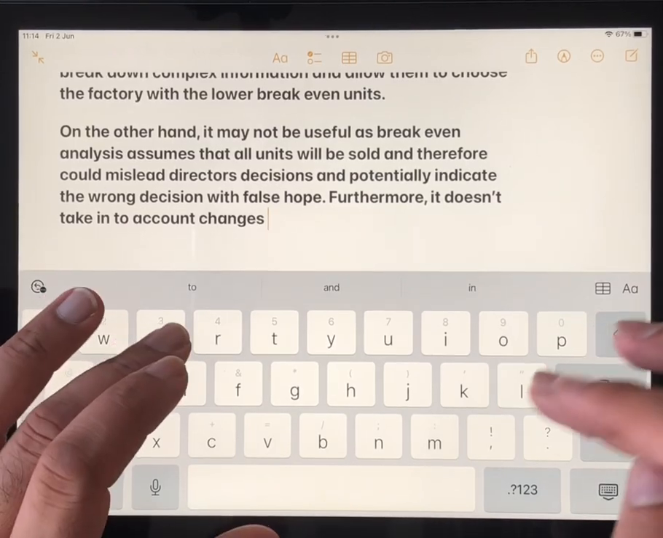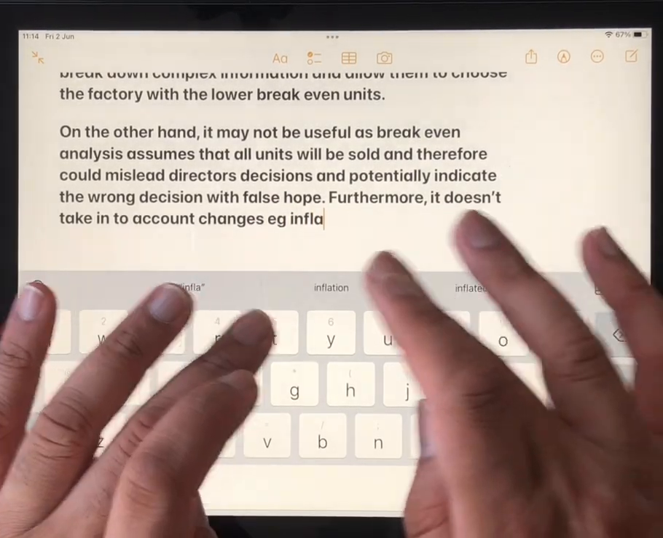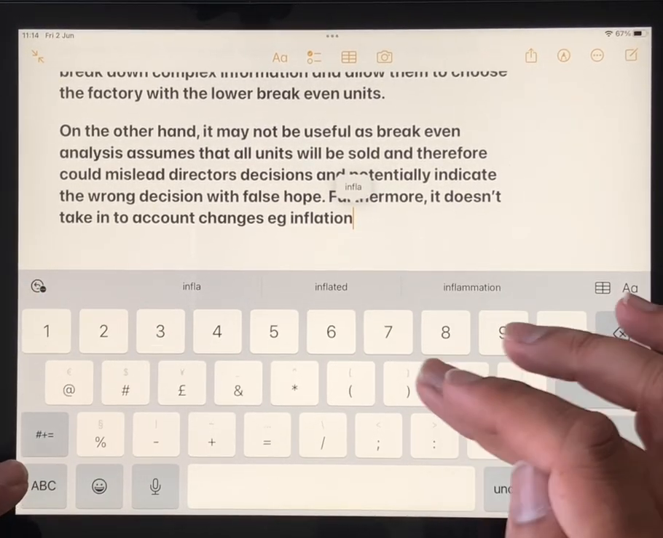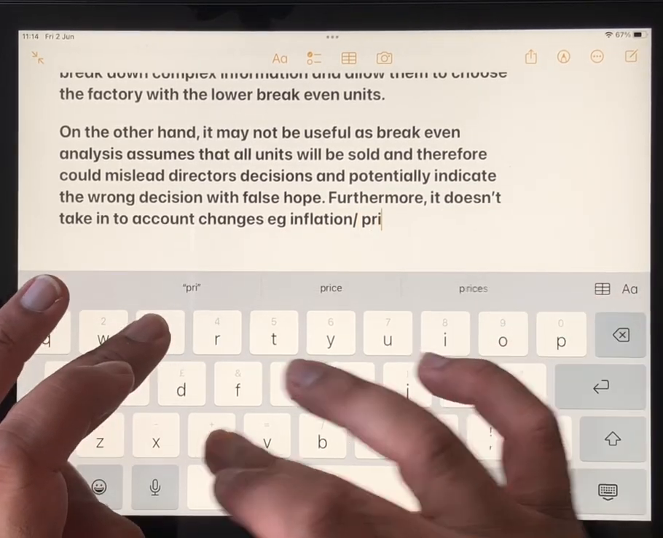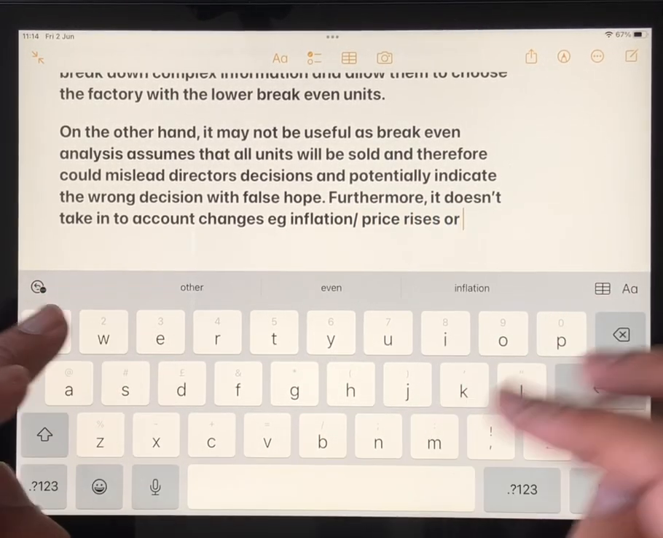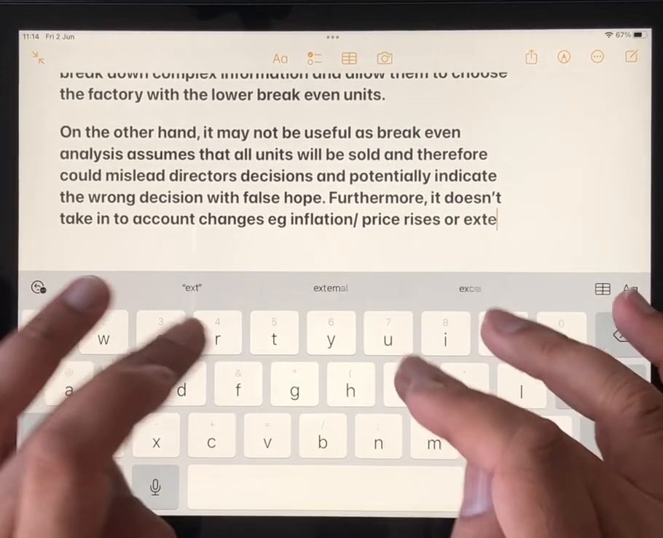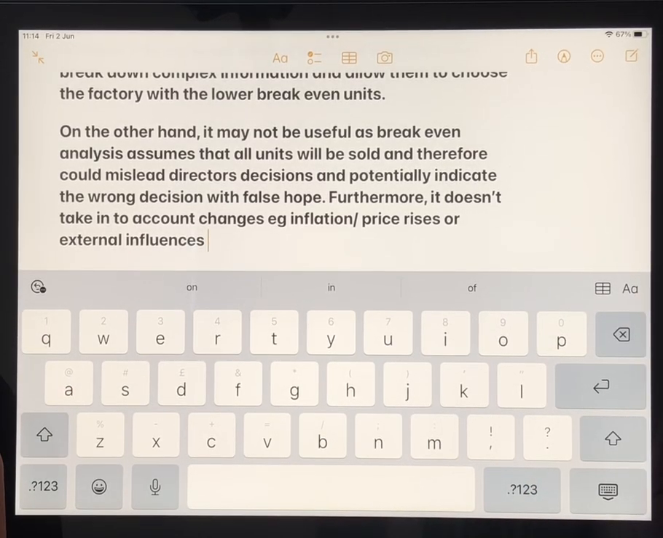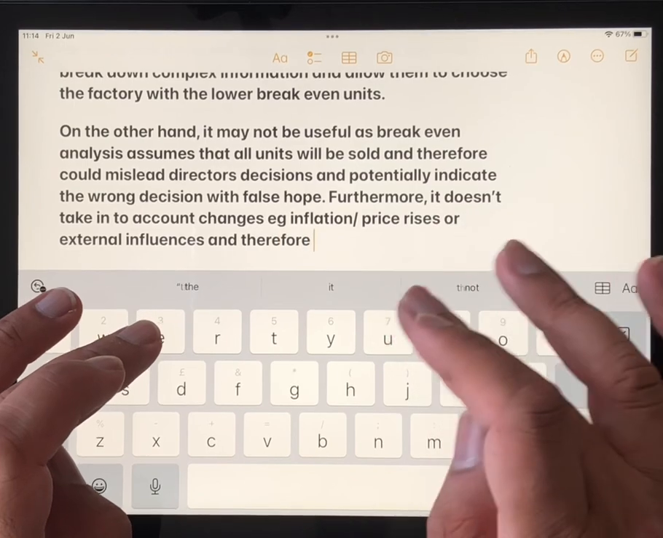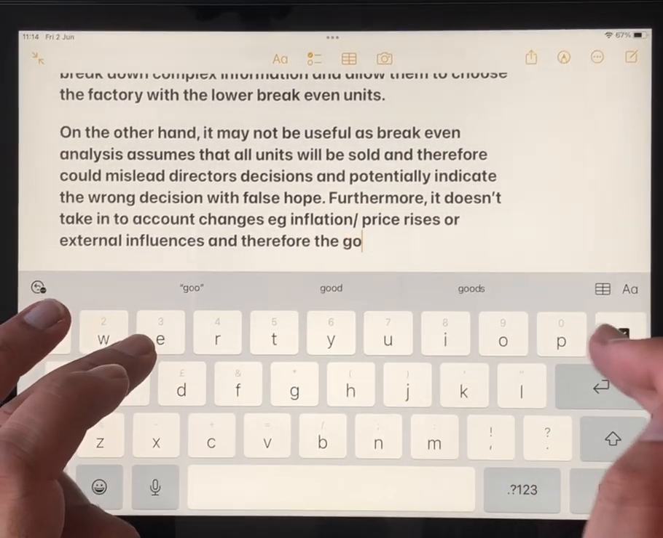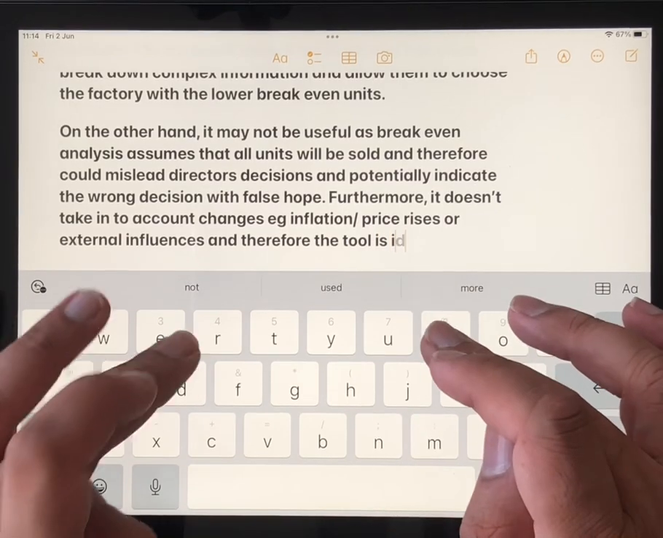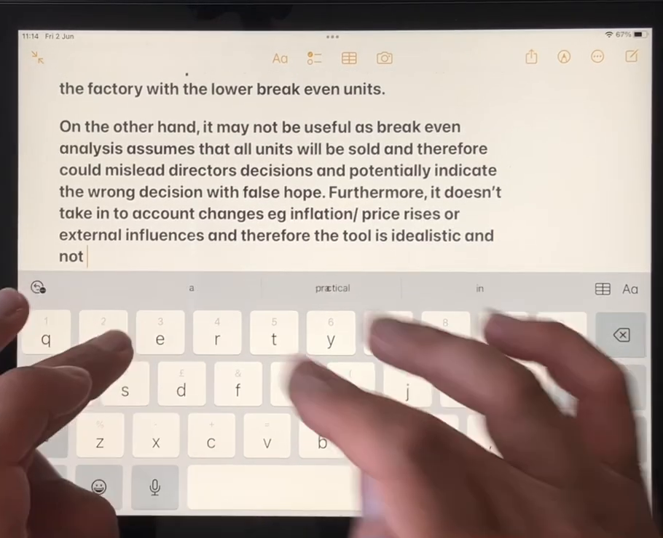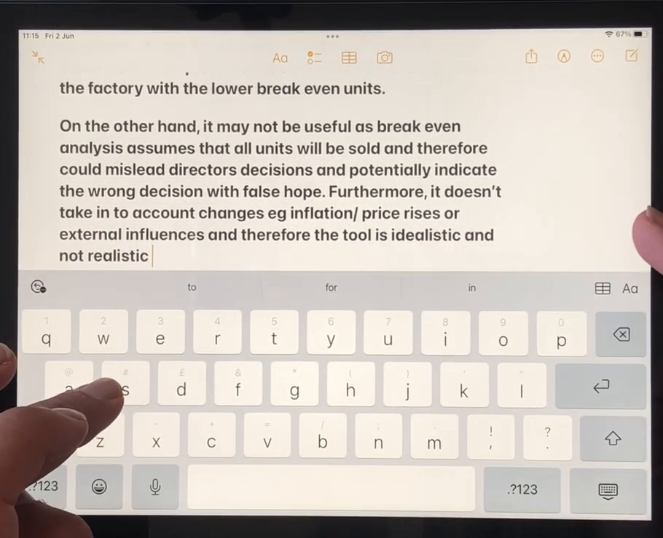Okay, so it doesn't take into account changes, e.g., inflation or price rises, or external influences. Okay, it doesn't consider that. And therefore, the tool is idealistic and not realistic. Okay.